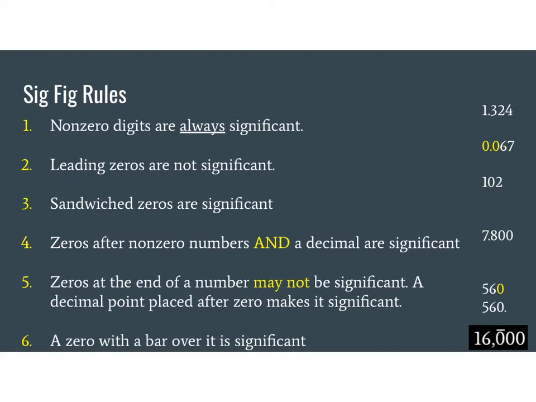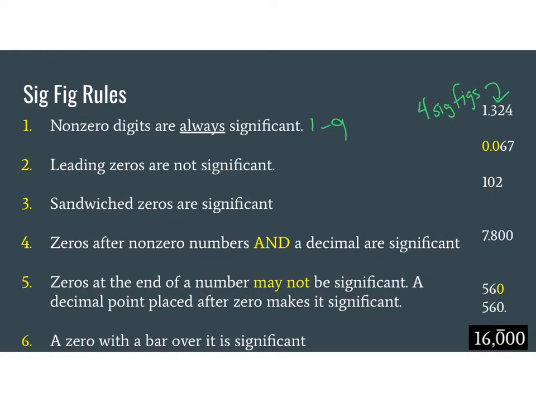Our first one is our easiest one, and then our 6th one gets a little bit more difficult. We're going to start off with number 1. Non-zero digits are always significant. So what is a non-zero digit? That's 1 through 9. Any number 1 through 9 is a non-zero digit, and those are always going to be significant. So when I look at this value, 1.324, I know the 1 is significant, and the 3, the 2, and the 4 are all significant because they are non-zero digits. So this has 4 Sig Figs.